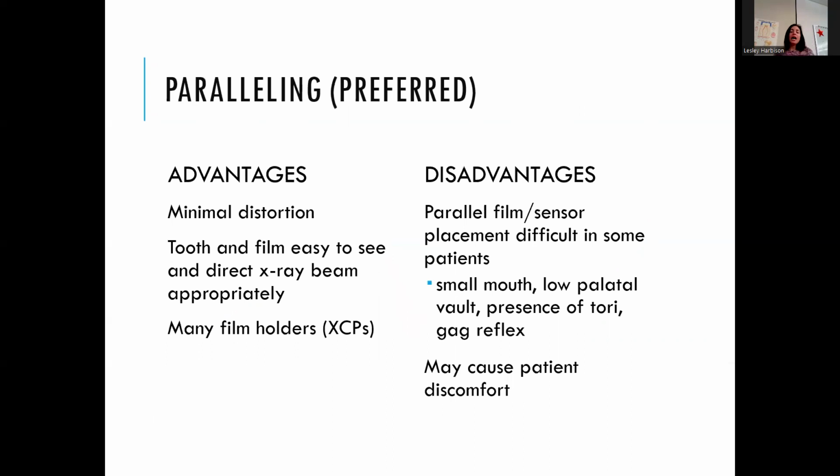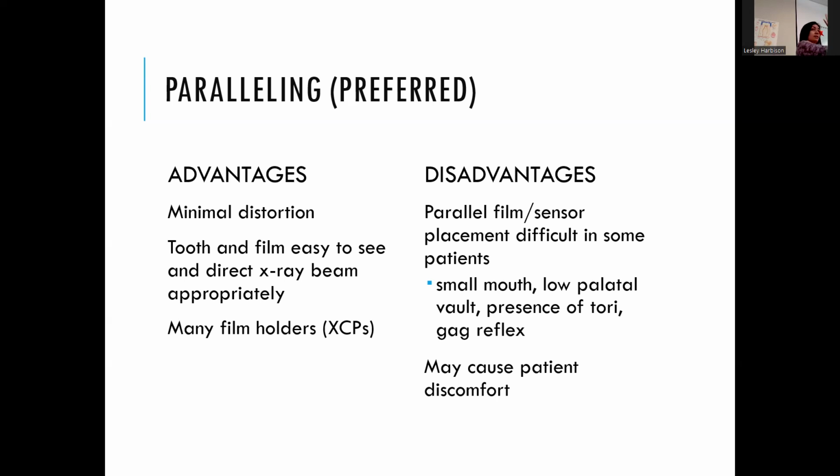Okay. So with paralleling, paralleling is the preferred method because there's less distortion. So there's advantages though, and there are disadvantages. And that's why we have another system, because there are some disadvantages to the paralleling technique. Advantages for the paralleling technique is that it's less distorted. Like I said, typically the images come out more accurate. The tooth and the film are easy to see and direct the X-ray beam where you want it.